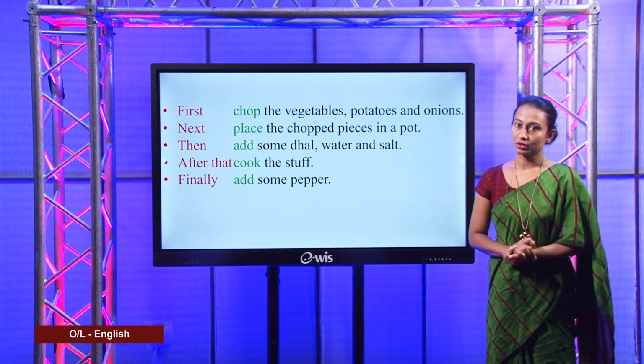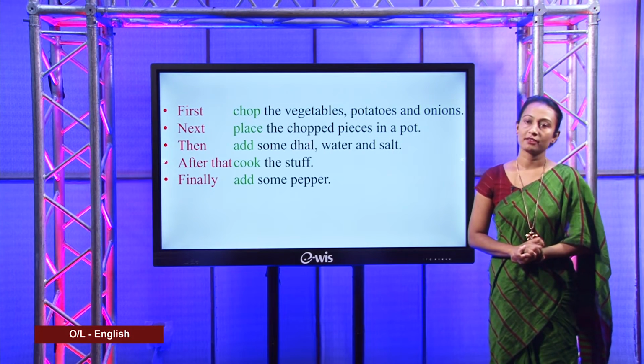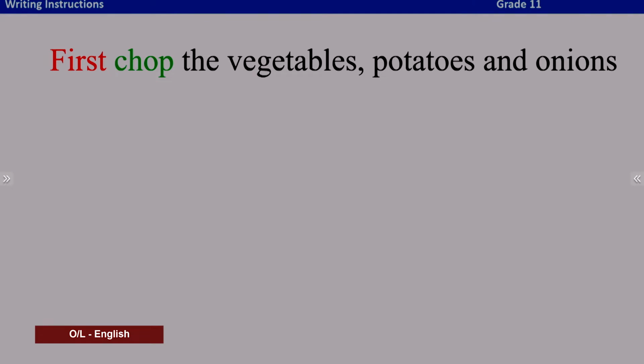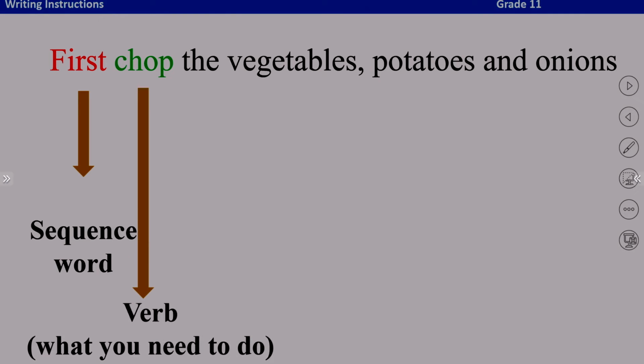So if you want to give a set of instructions that should be followed in an order, you have to use the sequence words. Here you have the first instruction given by Amali's mother. What is first here? It is the sequence word. What is chop here? It is the verb. Verb says what you need to do. Chop what? You have to chop the vegetables, potatoes and onions.